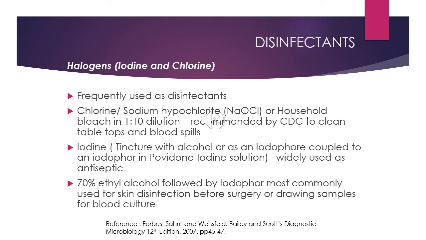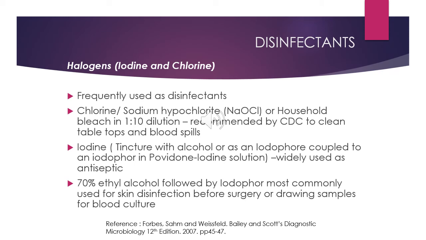Another commonly used disinfectant is the halogens. And a good example of halogens are iodine and chlorine. They are commonly used in the laboratory and in the household. So usually they are prepared as a sodium hypochlorite solution or household bleach to clean tabletops and blood spills. They are also recommended in COVID laboratories for disinfecting tabletops and biological safety cabinets.